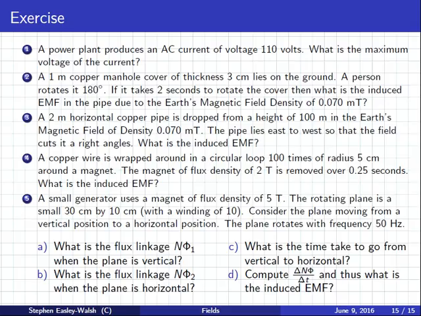In 5, the rotating plane is small, 30 centimeter by 10 centimeter with a winding of 10? Yeah, that's the N. Okay. In English, the word winding is a noun, and it means how many loops the wire goes around. Wind the tape. Okay, so I got 2 pi. Go on. 2 pi. You got 2 pi.